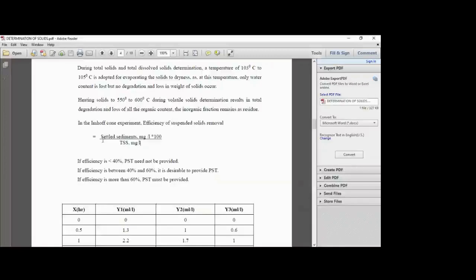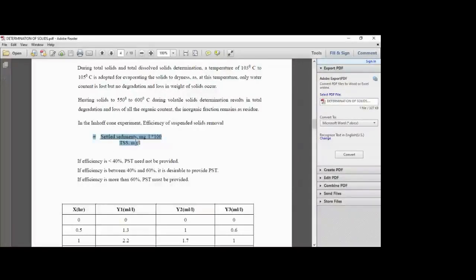So these settleable solids, what is your TSS? It is settleable solids plus non-settleable solids, but we are going to consider only the settleable sediments in this particular case. So, based on how much settleable sediment there is in your total suspended solids, we will decide whether we have to give the PST or not.